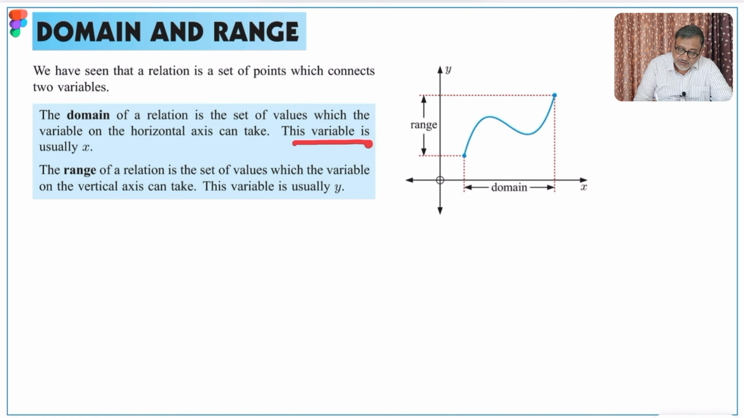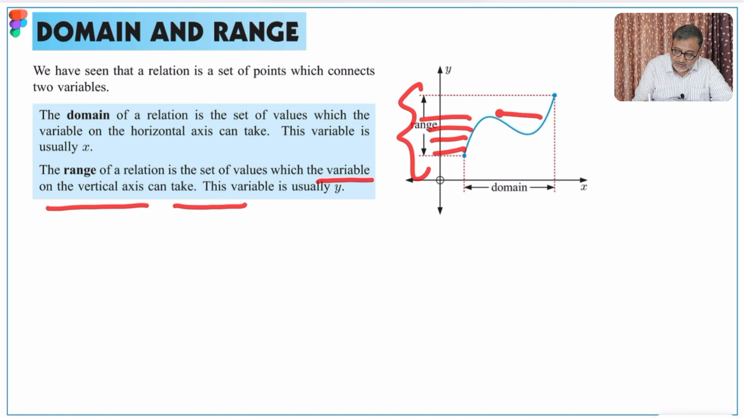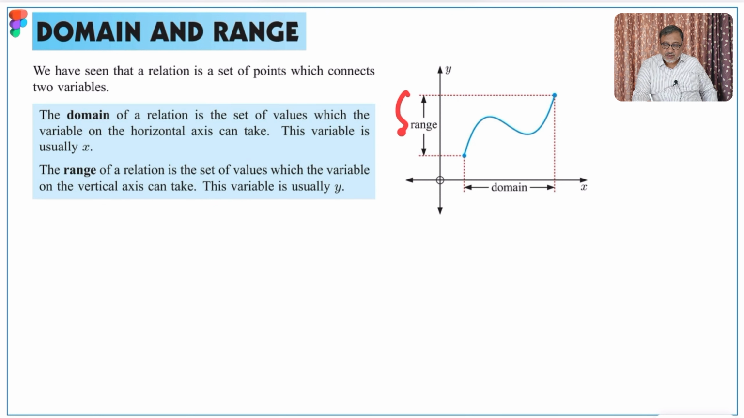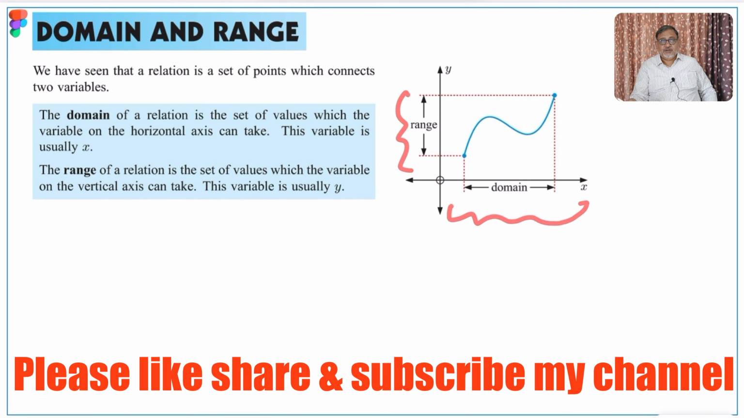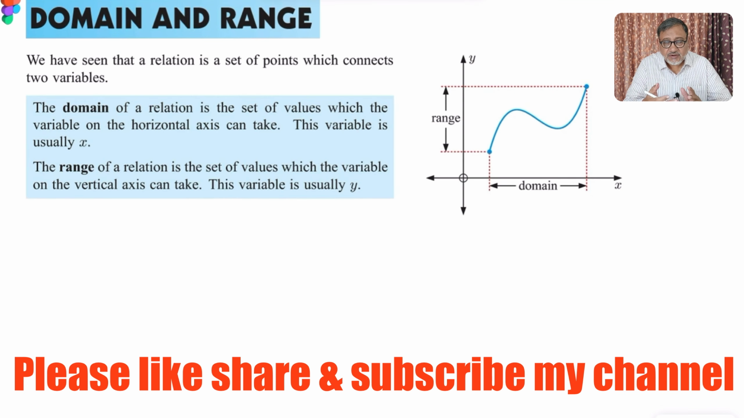The variable the relation can take is usually x. The range of a relation is the set of values which the variable on the vertical line can take. On this vertical line, these values will be in the range, and these values will be in the domain. So the x values are called the domain, and the set of y values is called the range, right?